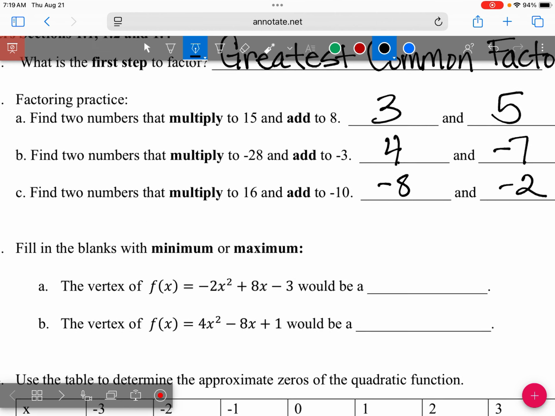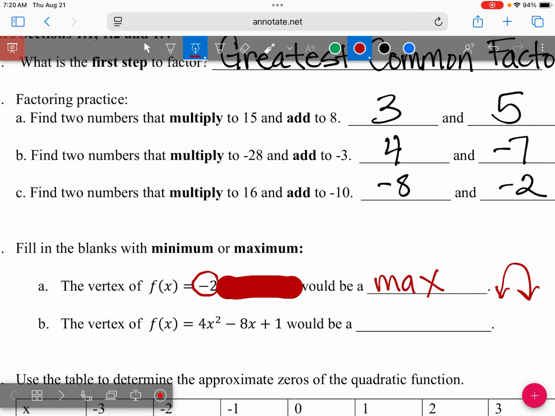Okay, when you're trying to determine if it's a minimum or a maximum, you're only looking at this first number. None of this matters. Just that first number. If that first number is negative, that means that it is a frown, and frowns have a maximum. If that first number is positive, that means it's a smile and it has a minimum.